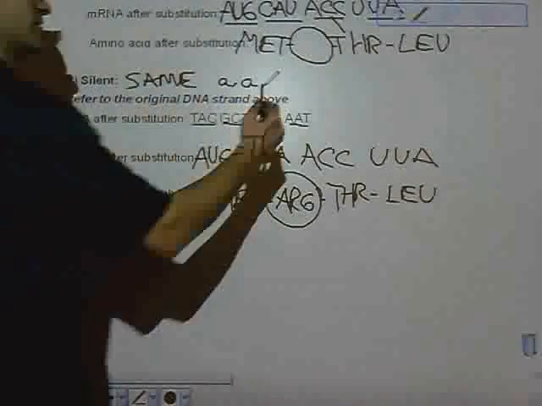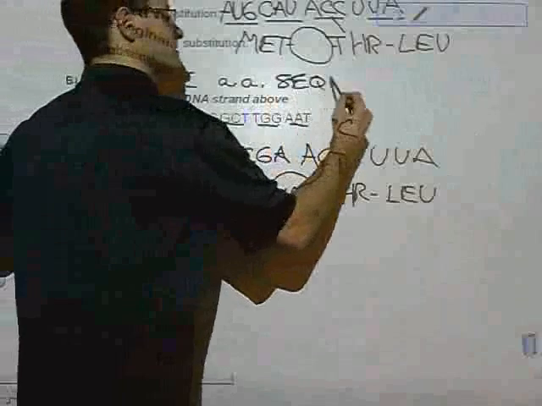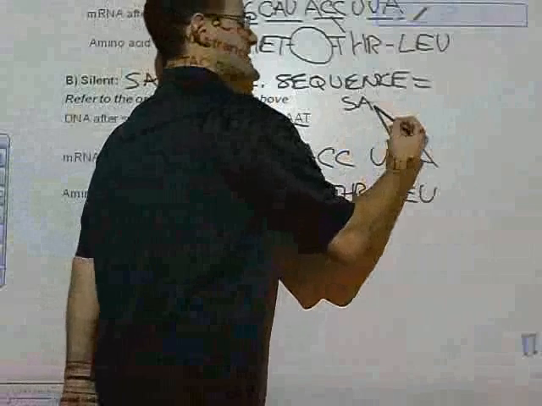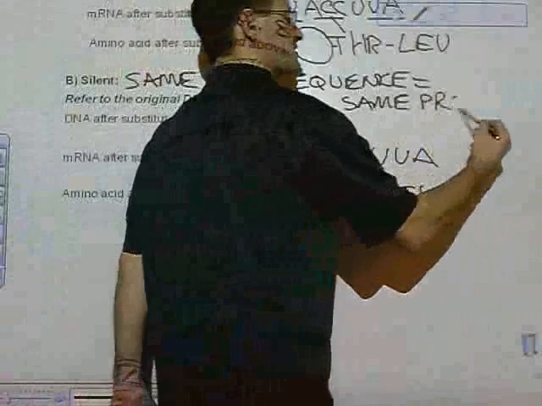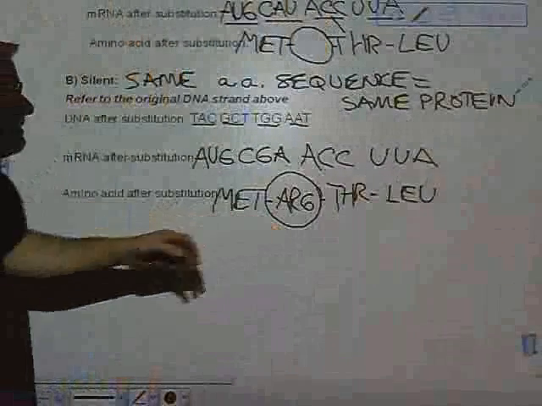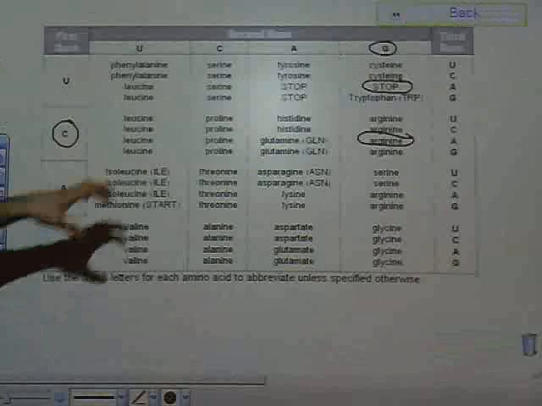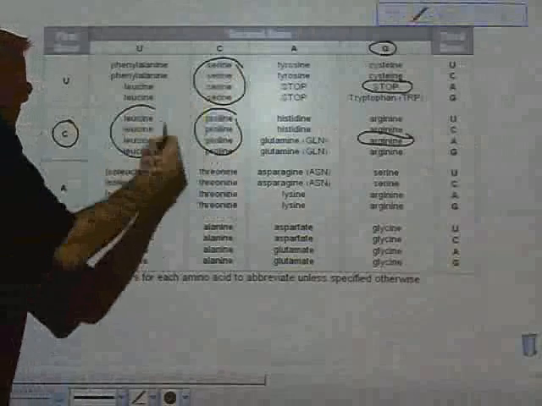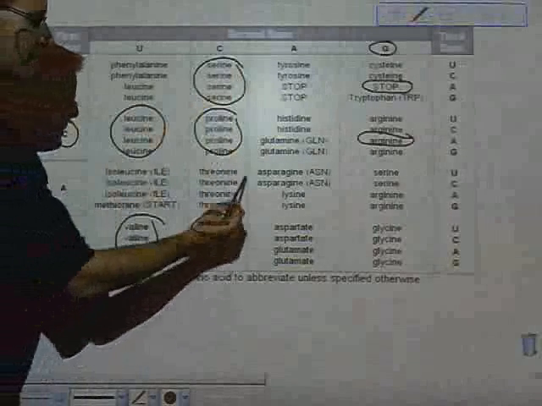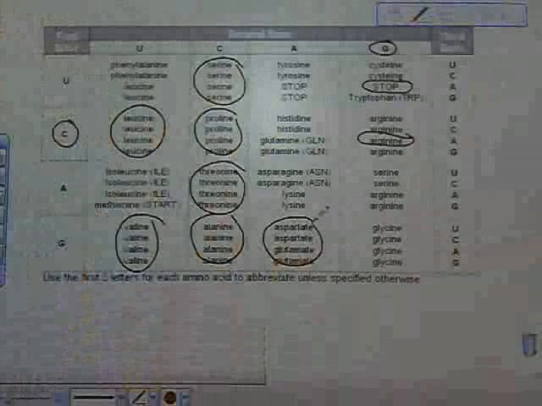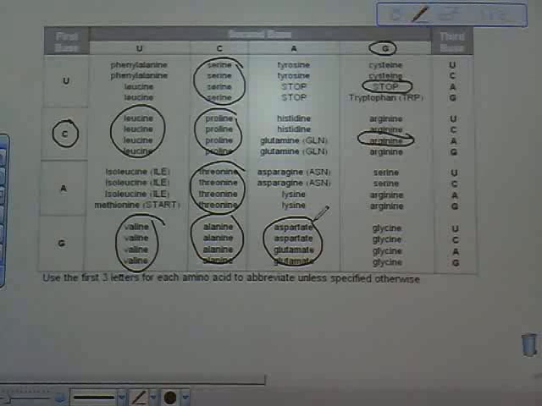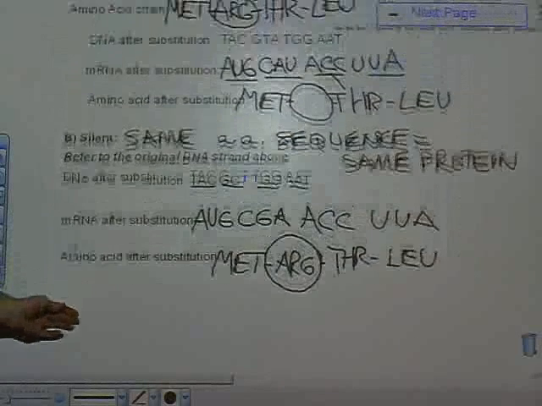We still have the same amino acid sequence, and I'm going to use little a to abbreviate, which means we have the same protein. So even though we've had a mutation take place on the DNA, which obviously changes the RNA, we did not change the amino acid sequence. And you can tell this can happen quite a few times. If you look at the codon chart, there's quite a few times where multiple sets of bases all code for the exact same thing. So good in a way, but also possibly could be bad in a way. But that's how that works.